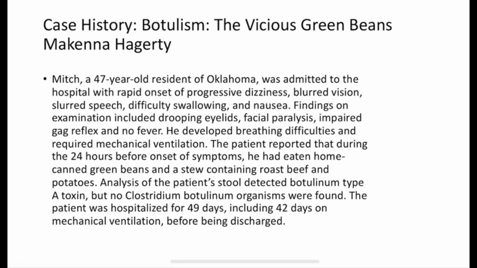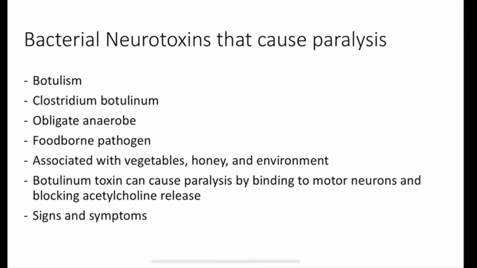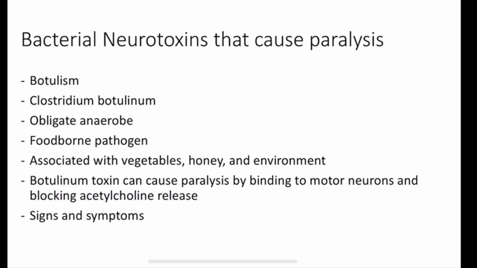Analysis of the patient's stool detected botulinum type A toxin, but no Clostridium botulinum organisms were found. Mitch was hospitalized for 49 days, with 42 of those days being on mechanical ventilation before getting discharged. Botulism is a disease that causes complete loss of muscle function. It is one of the most potent known toxins that affect our nervous system.